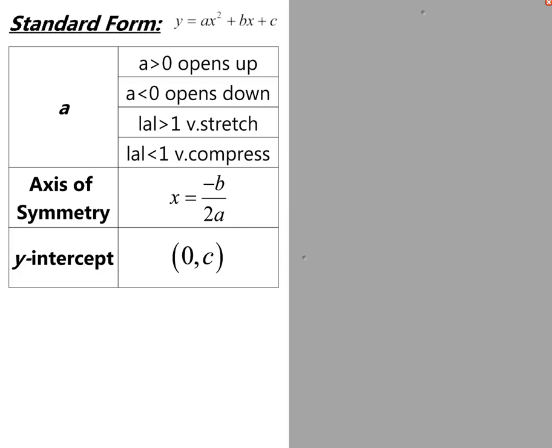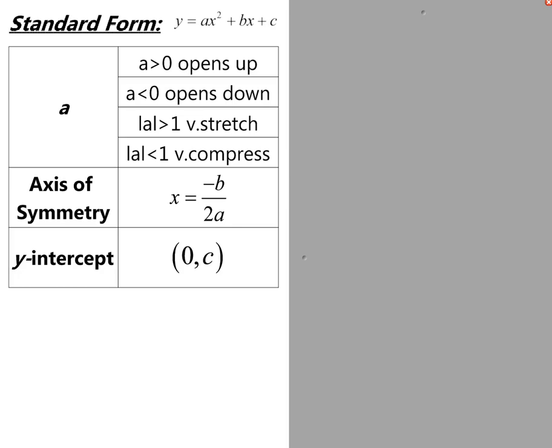So now let's take a look at standard form. Standard form is in the equation y equals ax squared plus bx plus c. And straight from standard form, we can gather information about a, which tells us whether our parabola opens up or down, and whether we have a stretch or compression. The second thing we can get from our equation is the axis of symmetry.